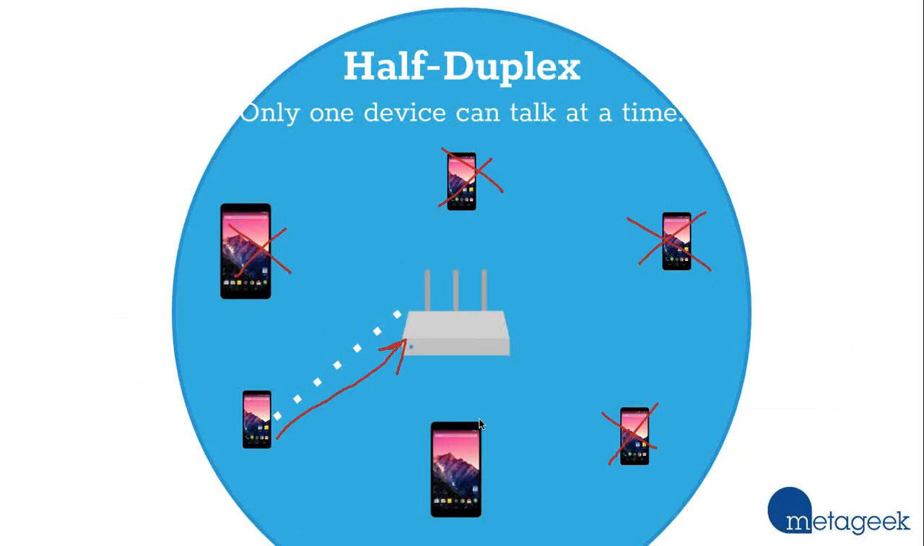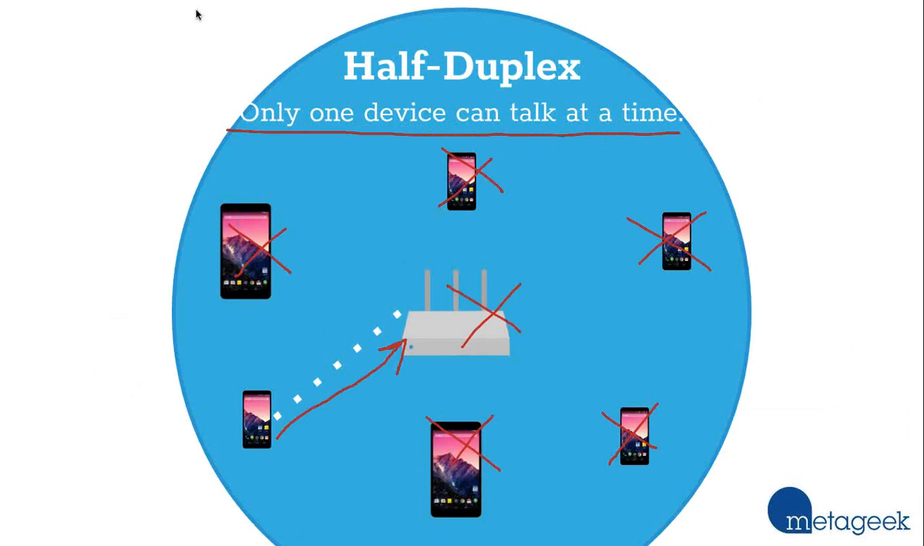They're going to notice that something is talking, and they're simply going to back off and be quiet and wait for their turn to talk. Remember, only one device can talk on a channel at a time. At any given time, on any given channel, one device can talk. And that's true of the neighbors as well.